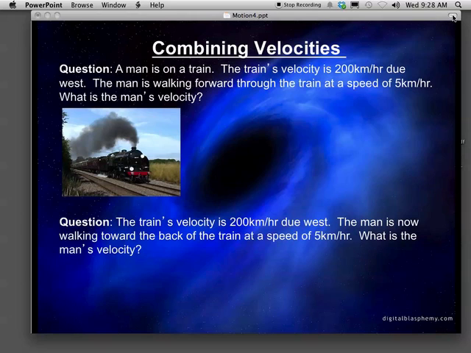In this case, you have to combine the velocity of the escalator or the moving walkway with your velocity as well.